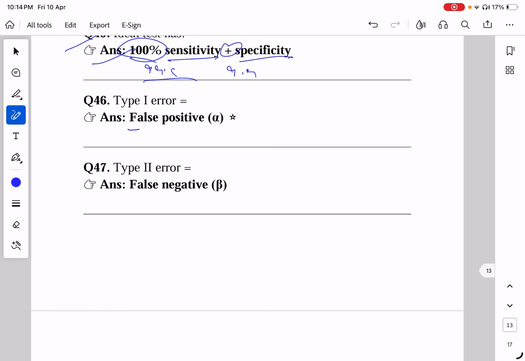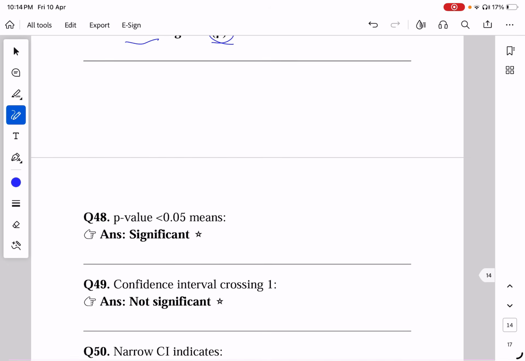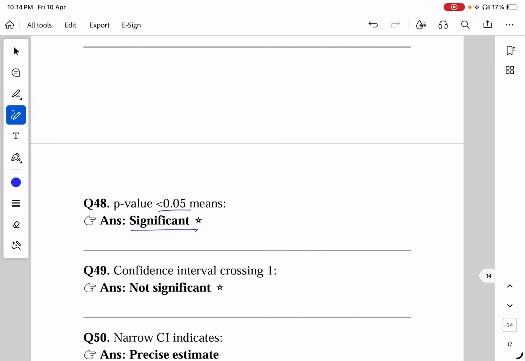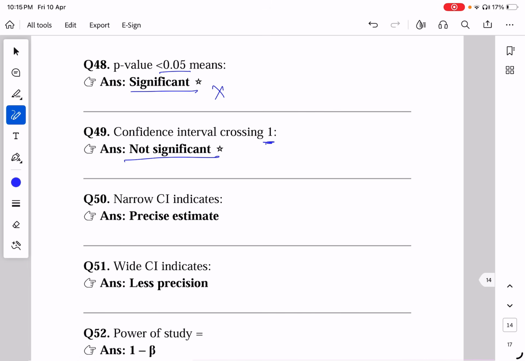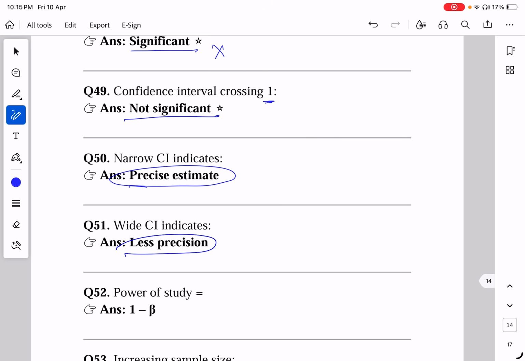Type 1 error, already discussed, is a false positive, denoted by alpha. Type 2 error is a false negative, denoted by beta. P-value less than 0.05 means significant and the null hypothesis is rejected. Confidence interval crossing 1 is not significant. A narrow confidence interval indicates a precise estimate. A wide one indicates less precision. So if the confidence interval is narrow, then precise, and if wide, then less precision.